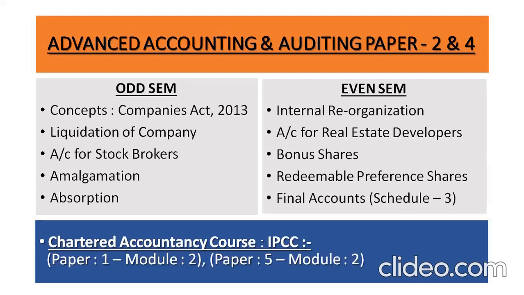The syllabus of even semester basically focuses upon internal reorganization, that is certain changes that take place within a company, and how to account for the same. Second, again the most important thing in this arena is accounting for real estate developers. Third is issue of bonus shares and its accounting. Fourth is redeemable preference shares and its accounting. And the last one, which is your favorite, being an account student, is going to be final accounts, that is specifically mentioned in Schedule 3 of the Companies Act 2013.